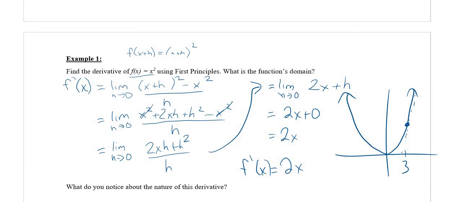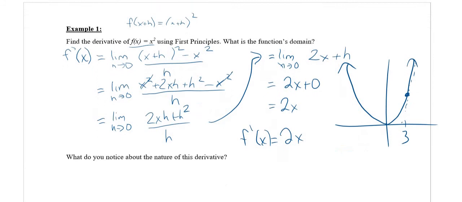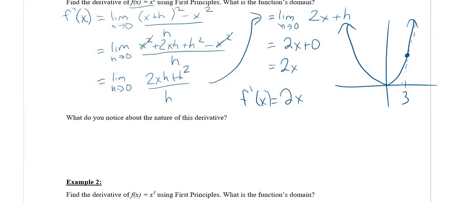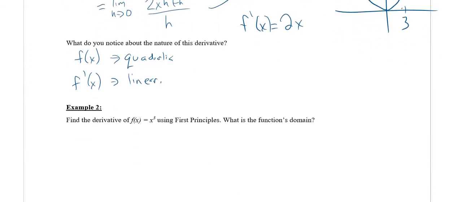It's going to give us more information about whatever curve we're talking about. Now, one more thing I want to point out really quickly is asking, what do you notice about the nature of this derivative? The thing you should hopefully notice is that f of x is quadratic, but f prime of x is linear. So I'm not going to go too much into detail about that, but let's talk about another problem. Let's see if we can find a pattern about the nature of the function versus its derivative. Let's see if we can come up with a general rule about that.